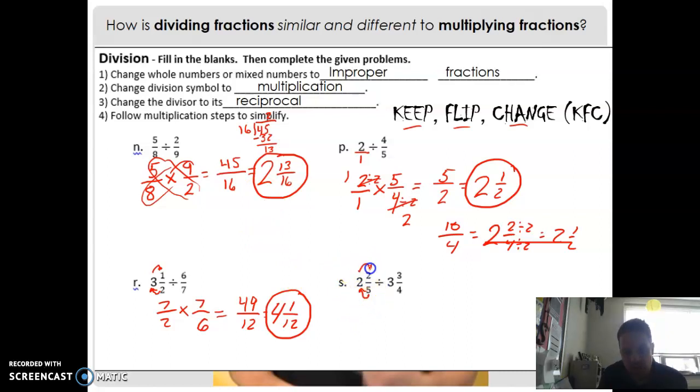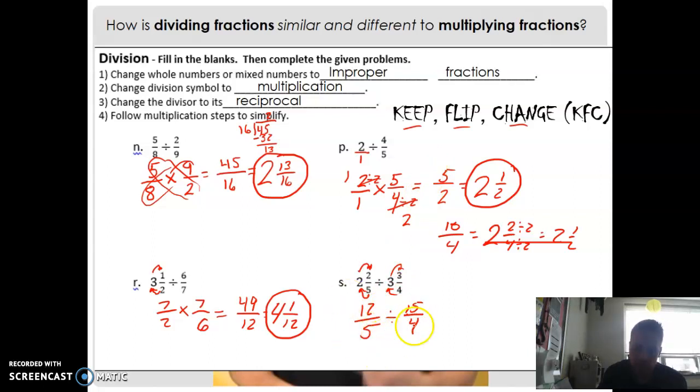2 times 5 plus 2. So 5 times 2 is 10, plus 2 is 12/5, right? So the first thing I'm doing, I'm going to change these to improper fractions. I'm going to keep it division for now. 4 times 3 is 12, plus 3 is 15/4. Now I see it's division, so I'm going to keep it, flip it, change it.